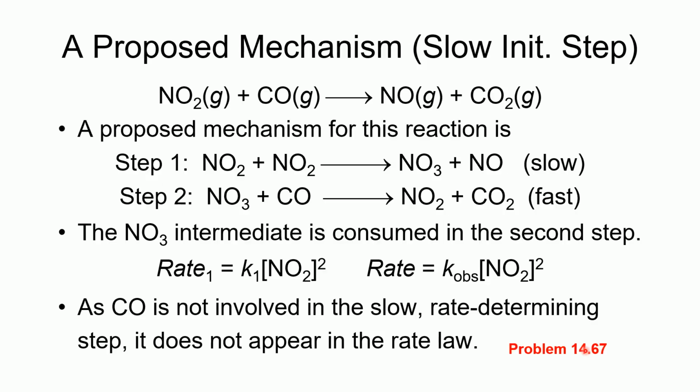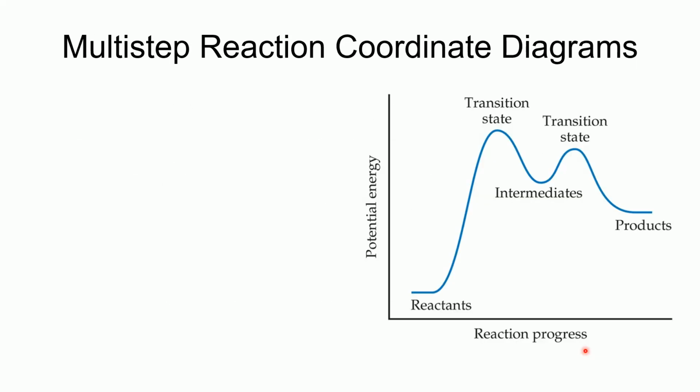Okay. I now just briefly want to look at multi-step reaction coordinate diagrams, because there's extra information. Previously, when we looked at a reaction coordinate diagram, we just had one hump. But when we have multiple steps, we're going to have multiple humps in our diagram. And so it looks like maybe a camel underneath a blanket.